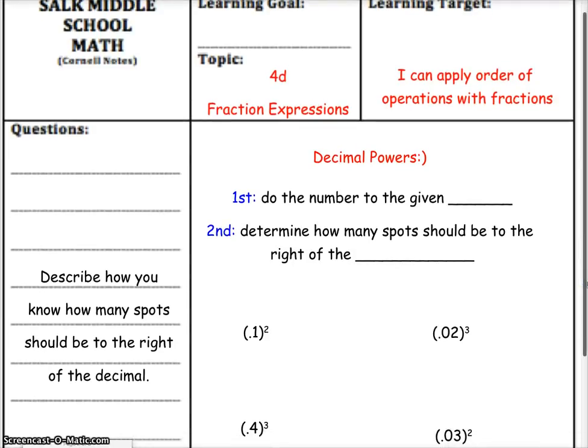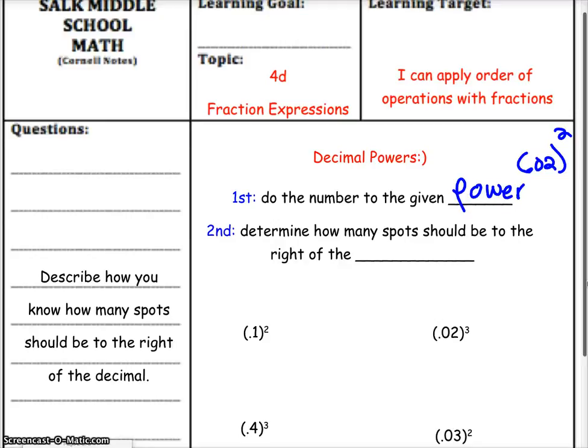So with decimal power, you do the number that's a part of the decimal to the given power. For example, if you had 0.02 squared, I would do 2 squared. I'd evaluate that. 2 squared is 4. And then I would determine, if you remember decimals, you have to count how many digits are to the right of the decimal and make that many digits to the right of the product.